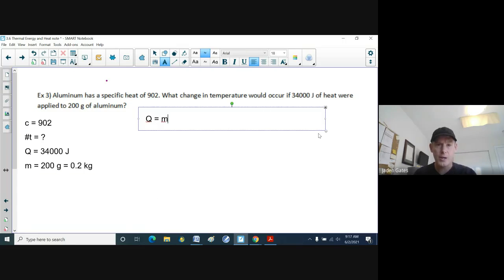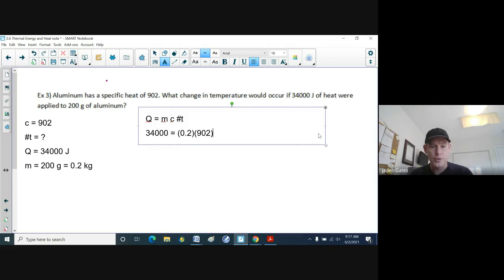All right, here's our formula once again. Q, our heat, is equal to mass times the specific heat capacity times delta T, which is our change in temperature. We know the heat this time, 34,000. We know the mass in our standard units. And C, we know it too, 902. And now we're looking for the delta T, the change in temperature.